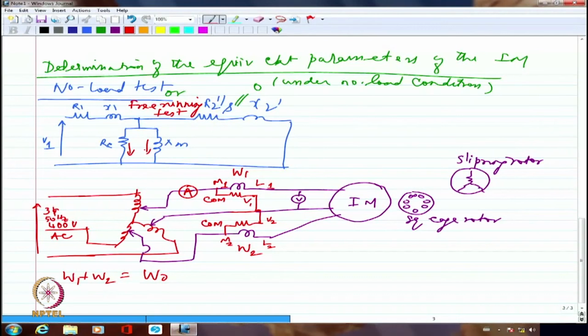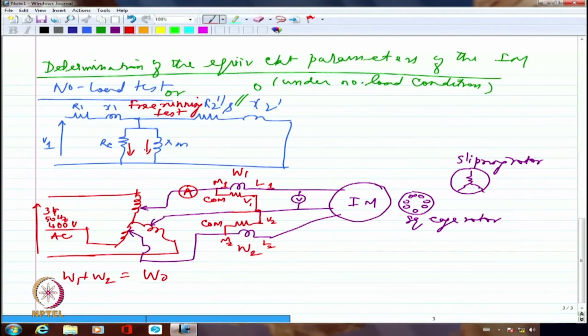3-phase wattmeter will automatically add and give you the overall power. So generally I insist on using 2 wattmeters so that you are able to see this kicking back phenomenon. It is important to see that. Only then you are going to realize that when the power factor is really bad, I am going to get very clearly a kicking back in one of the wattmeters.